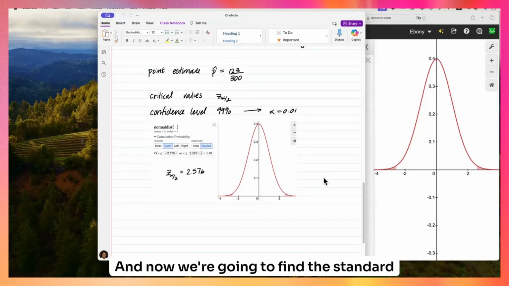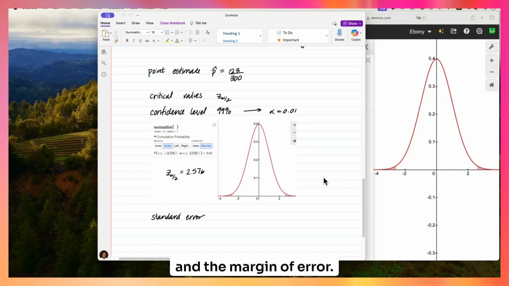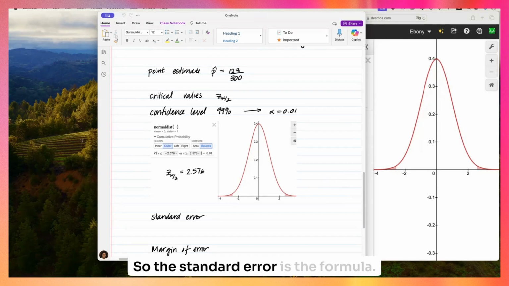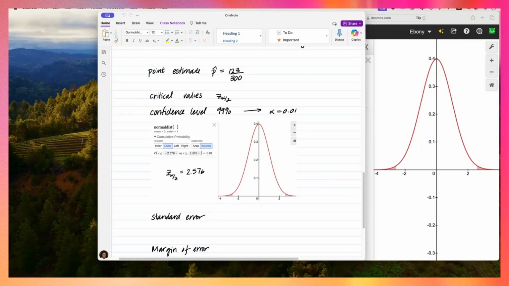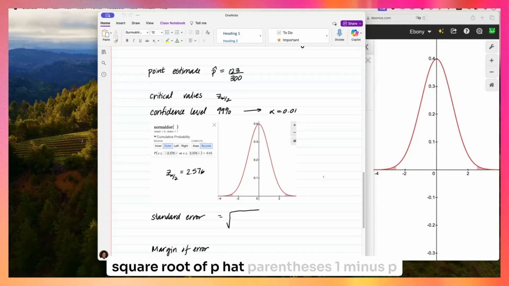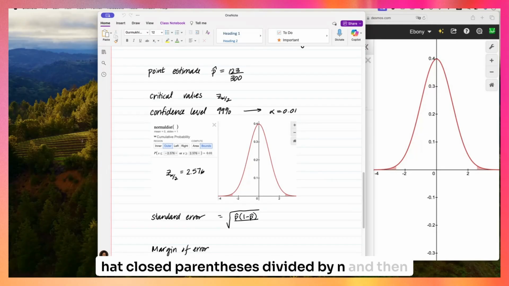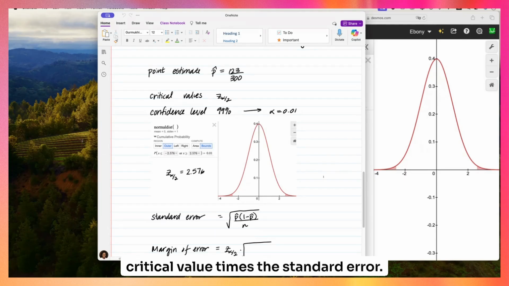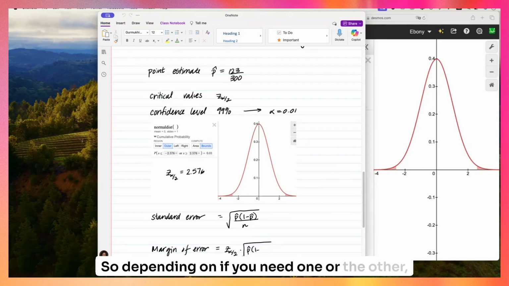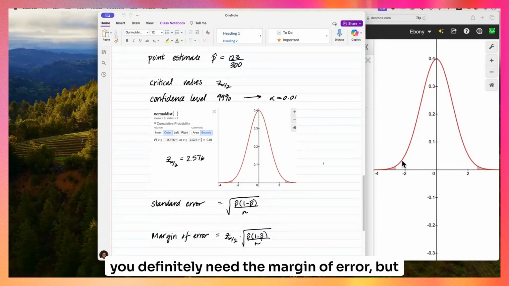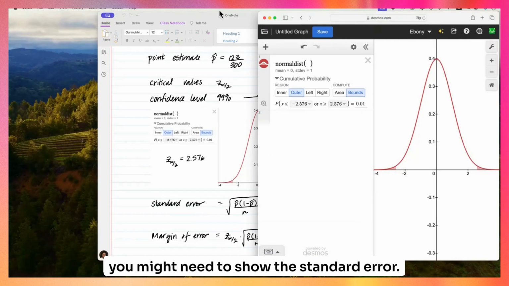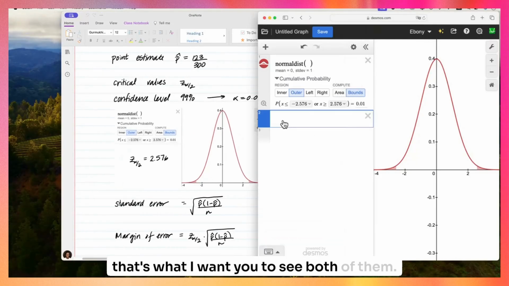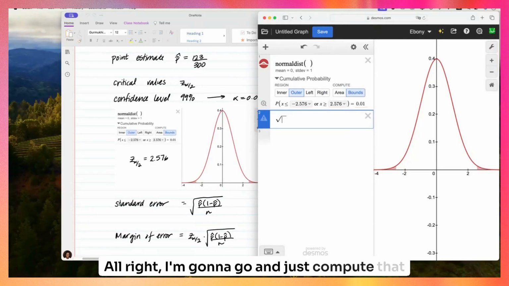And now we're going to find the standard error and the margin of error. So the standard error is the formula square root of p hat parentheses 1 minus p hat close parentheses divided by n. And then the margin of error is going to be the critical value times the standard error. Depending on if you need one or the other, you definitely need the margin of error, but you might need to show the standard error. So that's what I want you to see, both of them. All right, I'm going to compute that with the calculator.